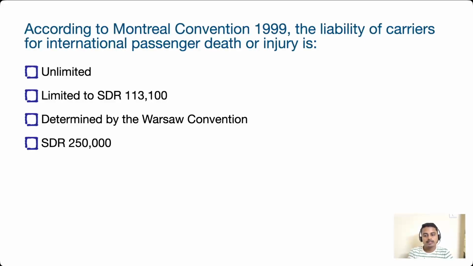And if you're wondering what is SDR, this is called special drawing rights. It's like a virtual currency, a bucket of some other major currencies, which was discussed in an earlier video. Basically, it's an international reserve asset created by the IMF, the International Monetary Fund, and they're not actual currencies. Instead, their value is based on a basket of major currencies, including the US dollar, the euro, Chinese yuan, Japanese yen, and the British pound. So that is what the SDR is. So the correct answer here is limited to SDR 113,100.